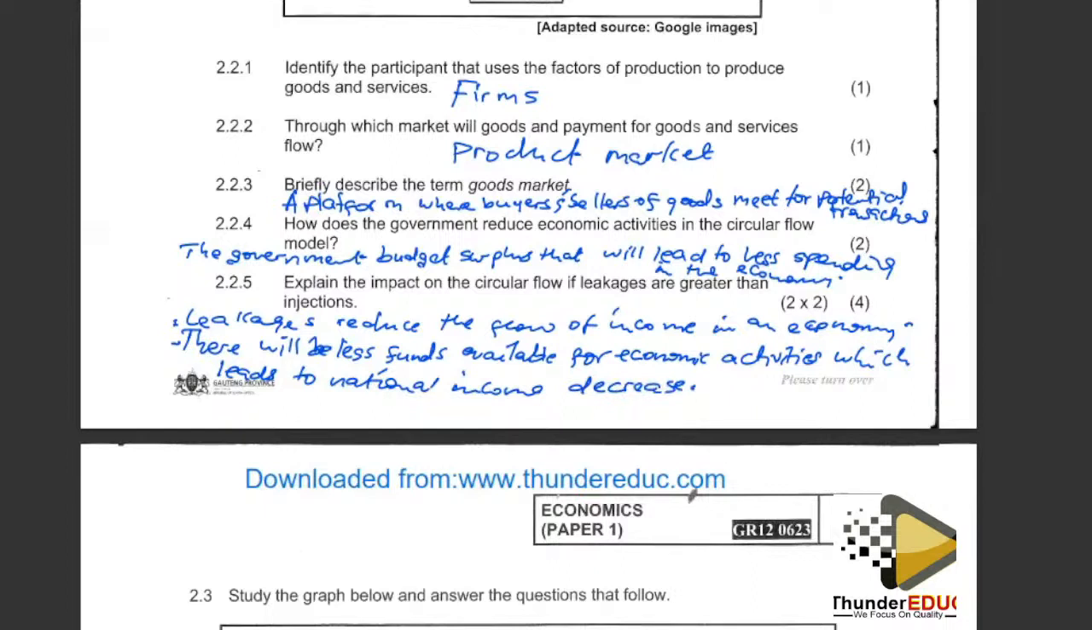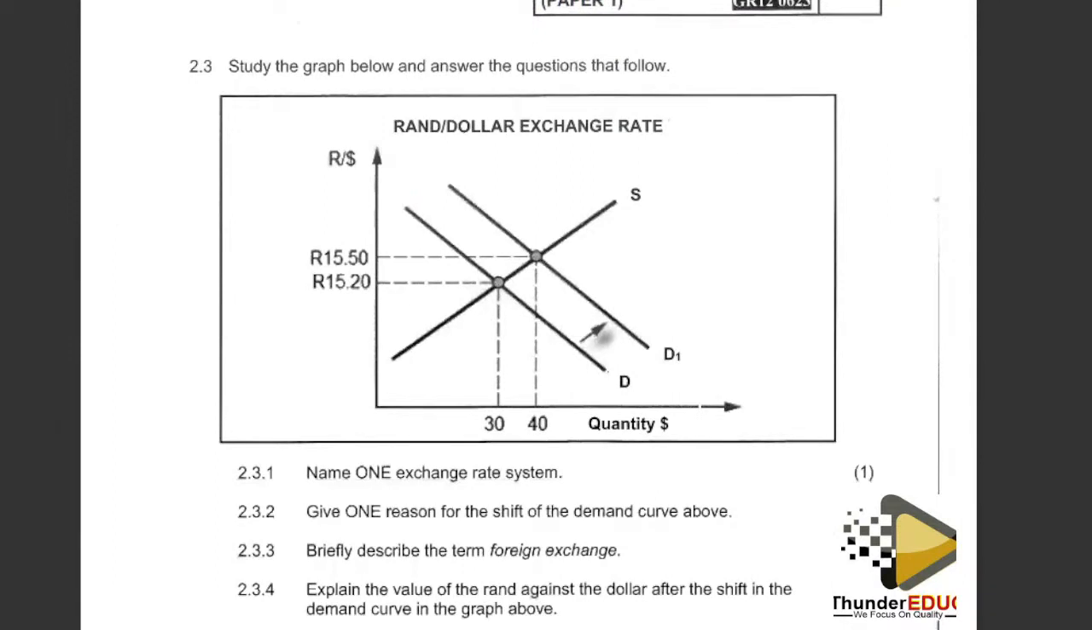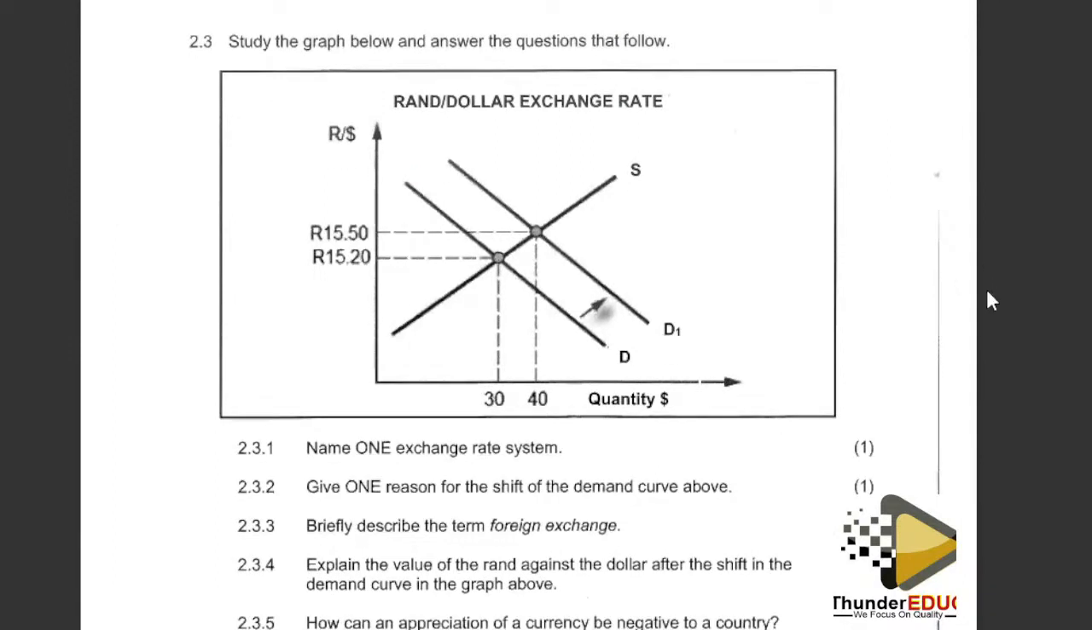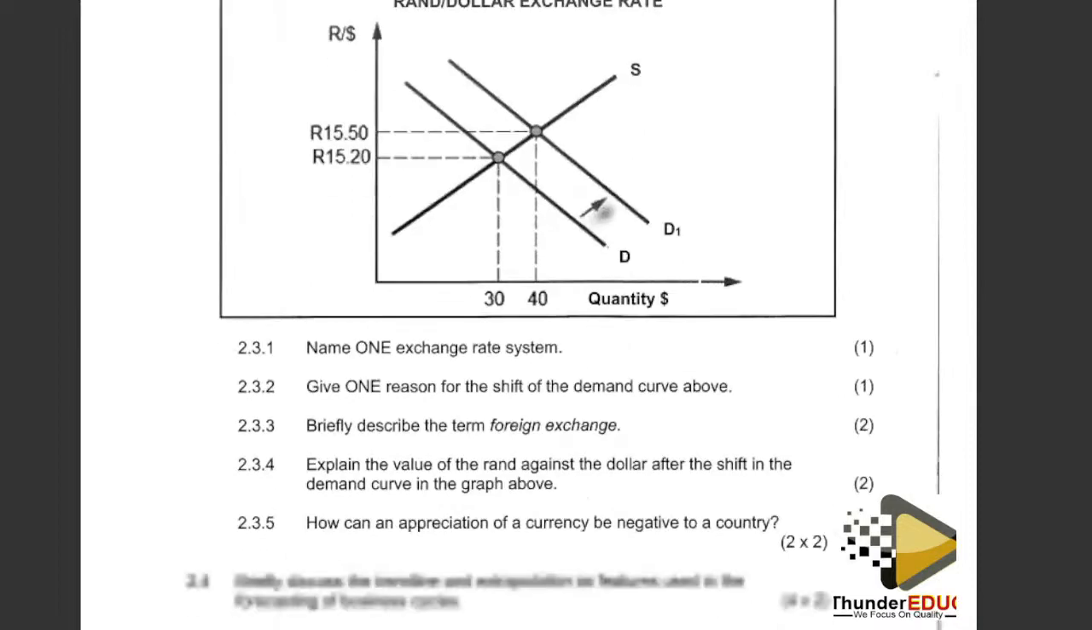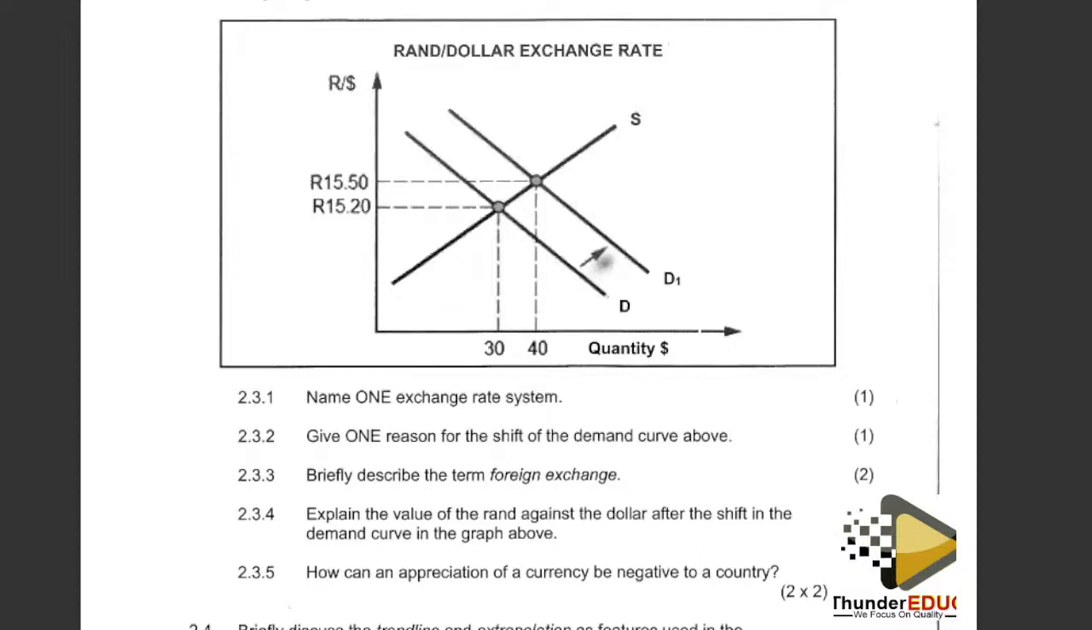So now we are done with 2.2.5. So now let's move on to the next question, and the next question that we are faced with is question 2.3. Oh, so now question 2.3, I love it with all my heart, because it addresses the issue of what we call Forex. So study the graph below and answer the questions that follow. So now, guys, remember, you should be in the position to understand the graph. The language should always be clear.